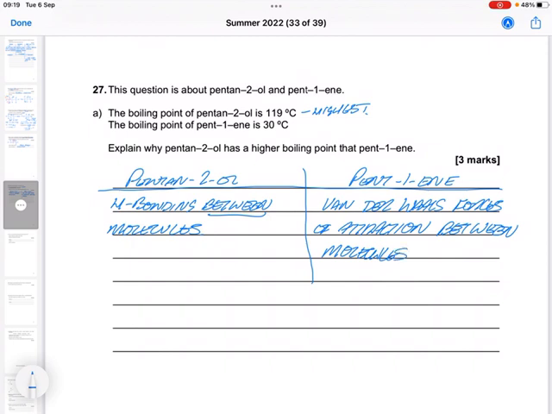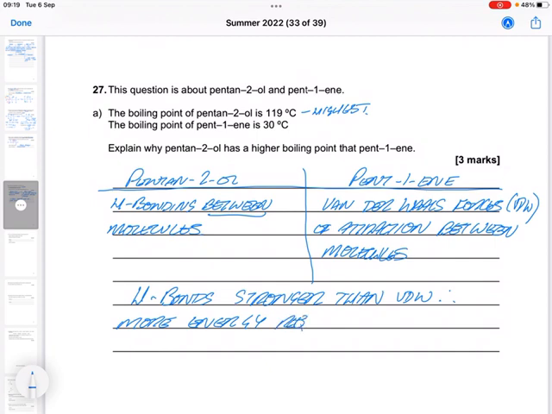So 1 mark for each of those, and then I just need to do a comparison here. So the hydrogen bonds are stronger than van der Waals, which I can abbreviate to VDW, therefore more energy required. Okay, so there's your 3 marks there.